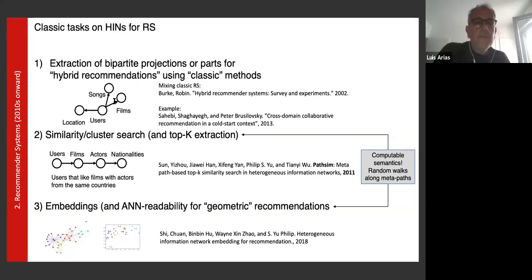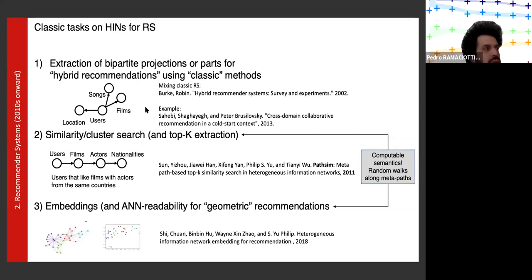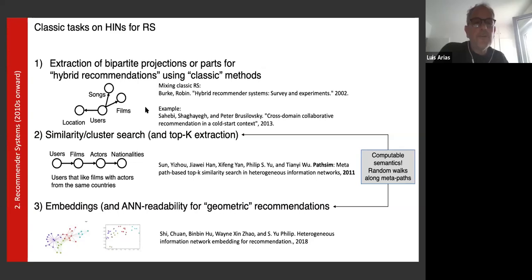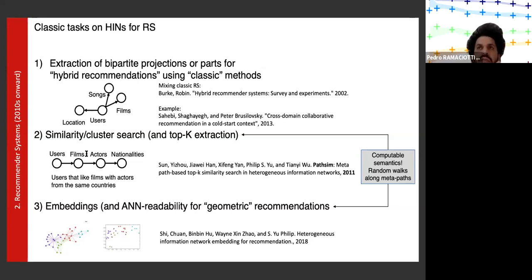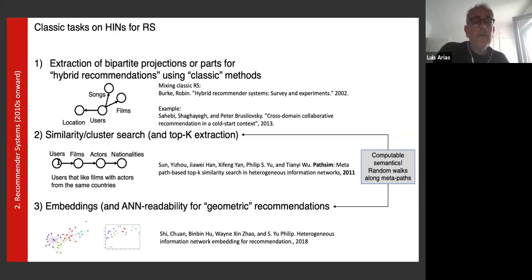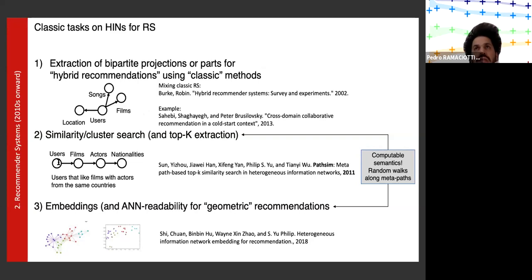And then my other question was, I saw that you mentioned random walk in relation to the metapath in method number 2. Is this something that is taking place in HinPy right now? Taking place where, sorry? In the similarity cluster search and top-k extraction. That's a completely different algorithm than what we see in HinPy, right? Yeah, HinPy only provides the random walk part. And some other things. I'll show you at the end also a clustering example.